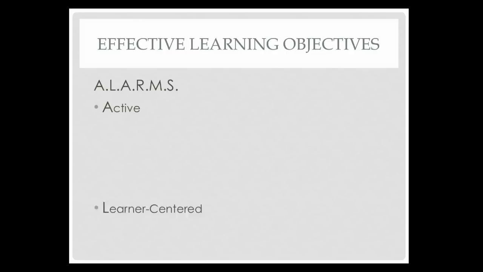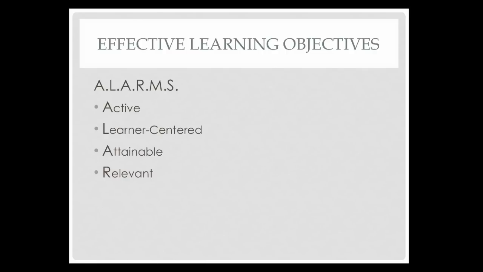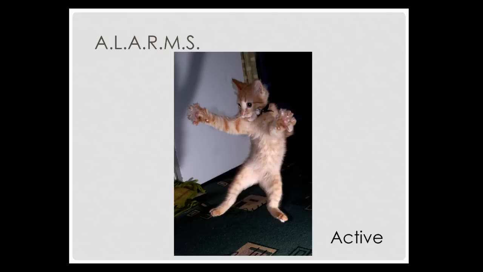A is for active, L is for learner-centered, the second A is for attainable, R is for relevant, M is for measurable, and S is for specific. Active. A useful learning objective requires your students to do something to prove that they have met the learning objective. Every learning objective should include an active verb.